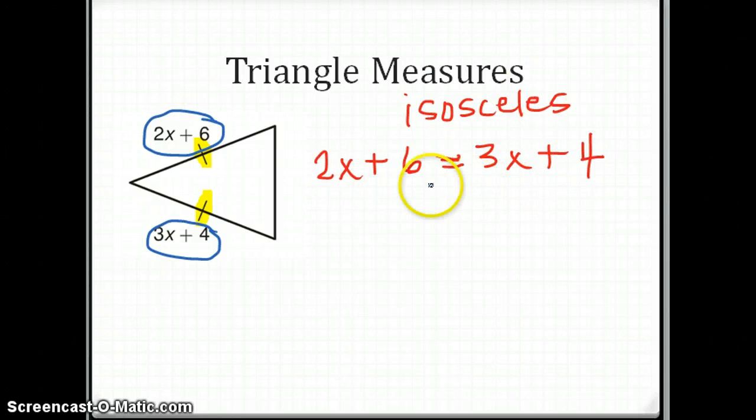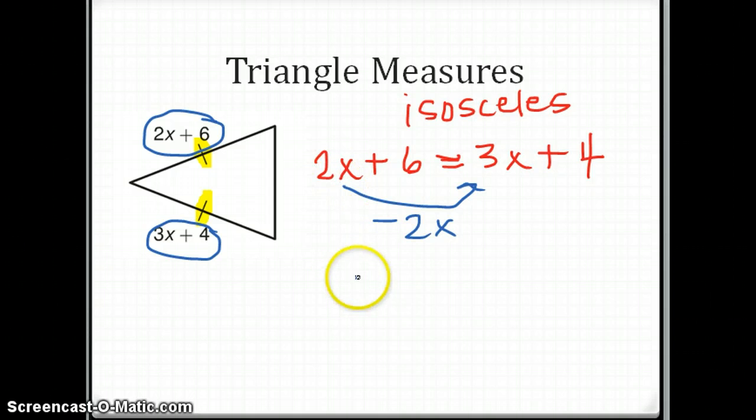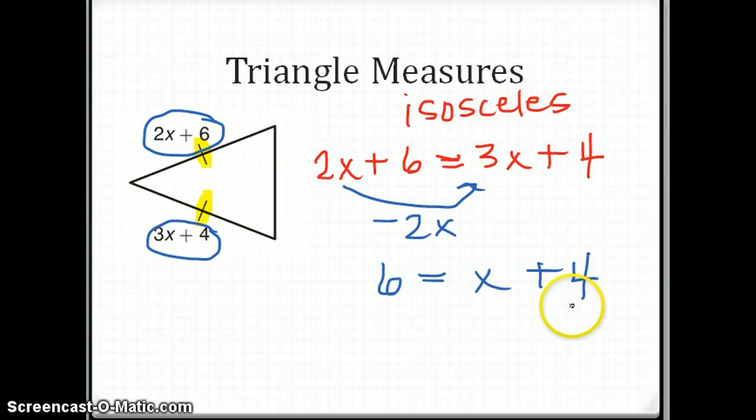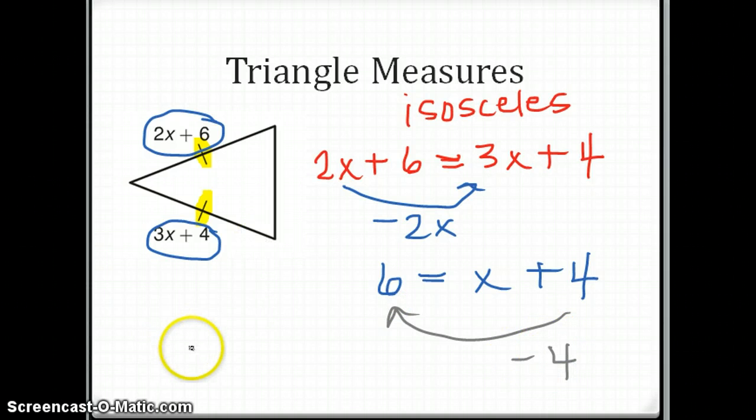In order to solve this, I just need to get my x over here, and I do that by subtracting 2x on both sides. So 2x minus 2x, I'm just left with a 6. And 3x minus 2x, I'm left with a 1x, or just x. So I'm left with x plus 4 equals 6. At this point, you can hopefully see what x is going to equal. But in order to combine my like terms, I need to subtract 4 over here. So 6 minus 4, x would equal 2.